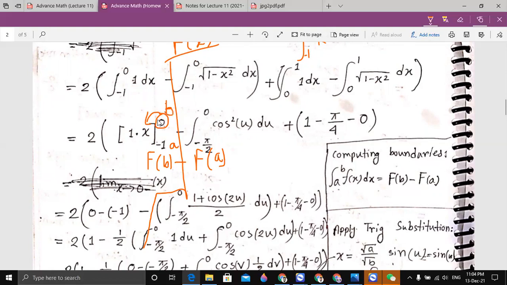So let's give the limit back. If we just use 0 here, 1 multiplied by 0 is 0. This 0, and we know the formula is f of b minus f of a. So f of a, you just give this back. This is minus 1 multiplied by 1, that is minus 1. Minus minus 1 will be plus 1. 0 minus, yes.